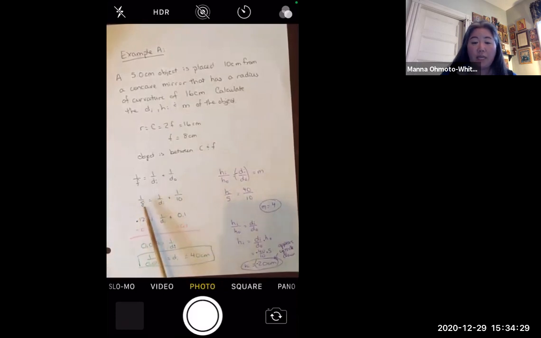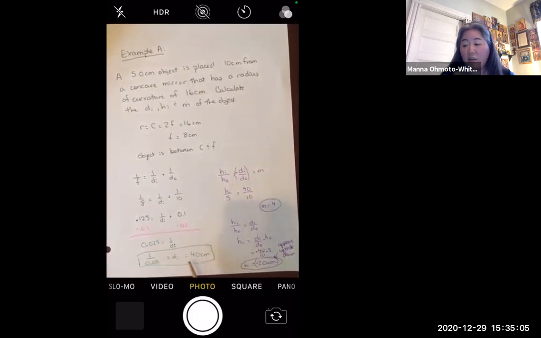So 1/8 is equal to 1 over di plus 1/10. In this case, it's easier to convert to decimals. So you just do that on your calculator by dividing 1 by 8 and 1 by 10, and you get 0.125 is equal to 1 over di plus 0.1. Then you subtract 0.1 from both sides to get 0.025 is equal to 1 over di. It's important not to stop here because what you've solved for is 1 over di, not di. So you have to take the reciprocal of both. So di is equal to 1 over 0.025, and if you plug that into your calculator, you will get that the image appears to be 40 centimeters from the mirror on the positive side.